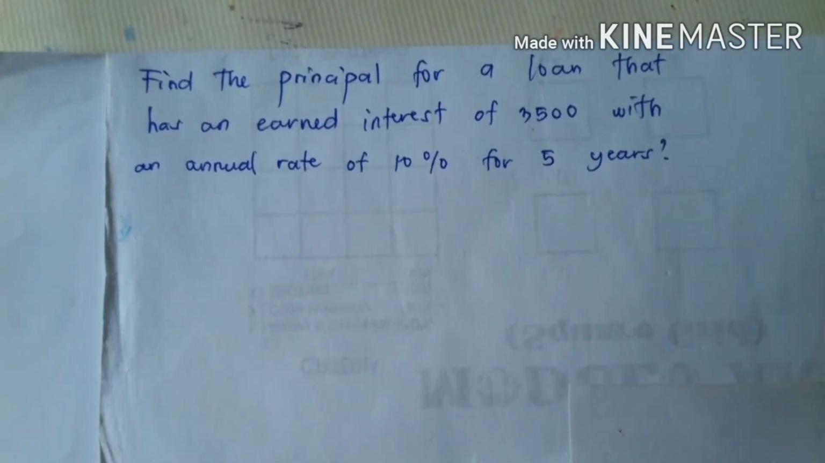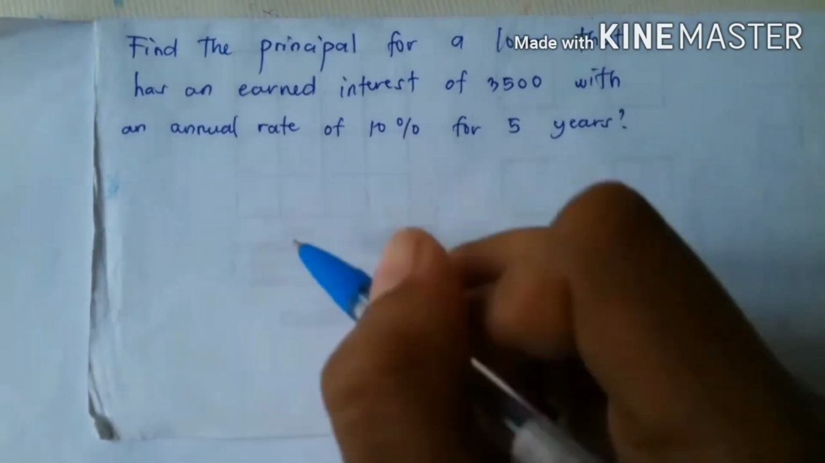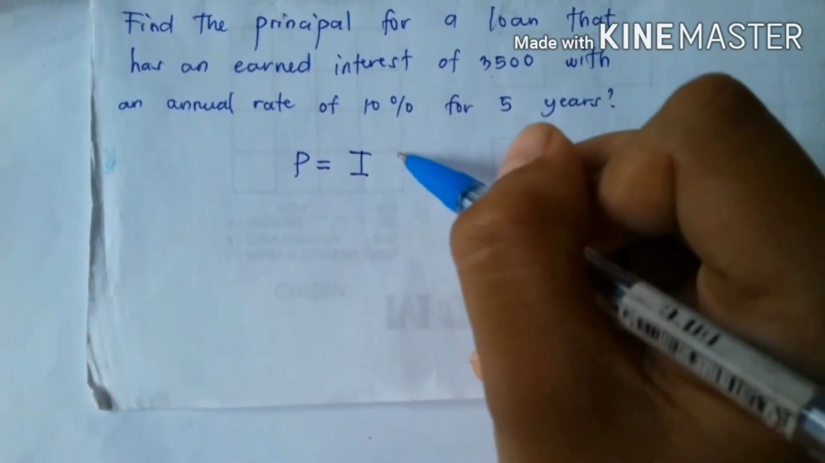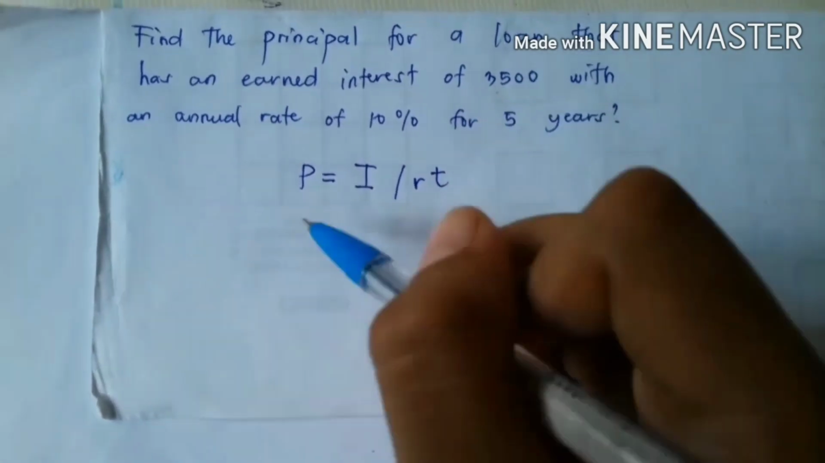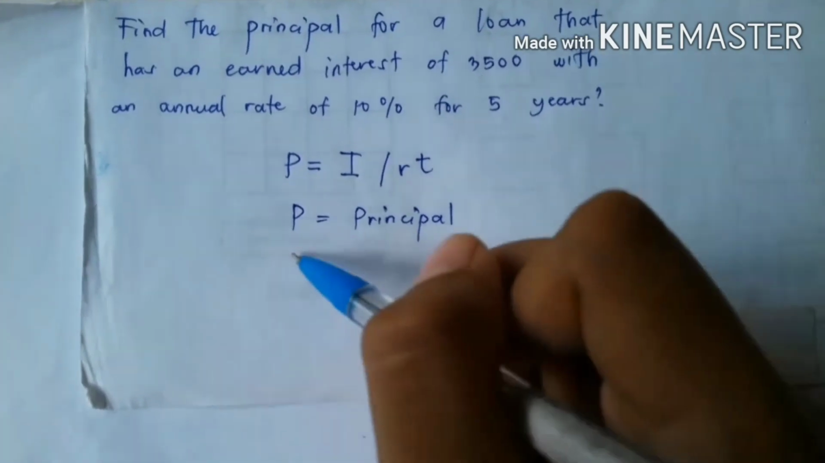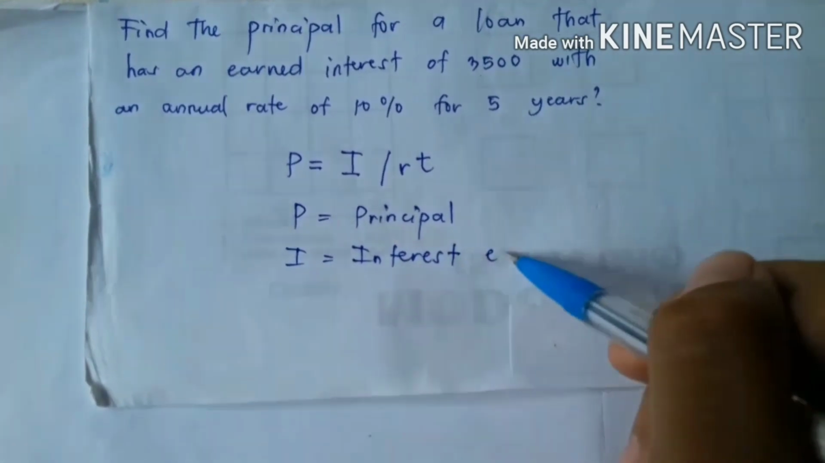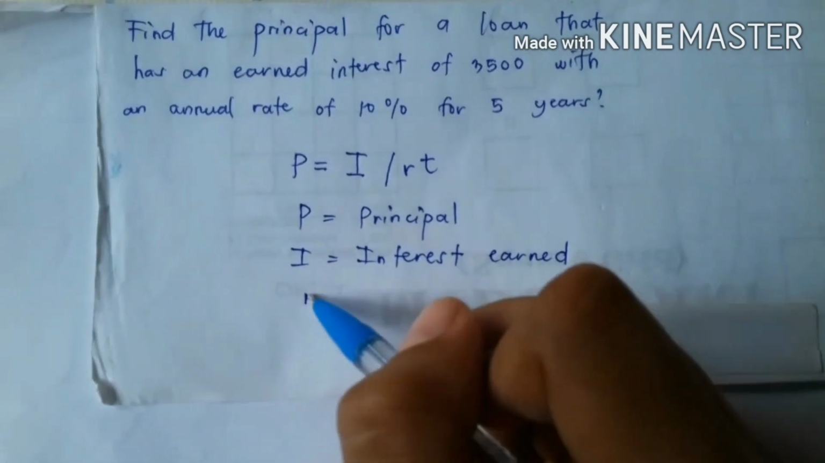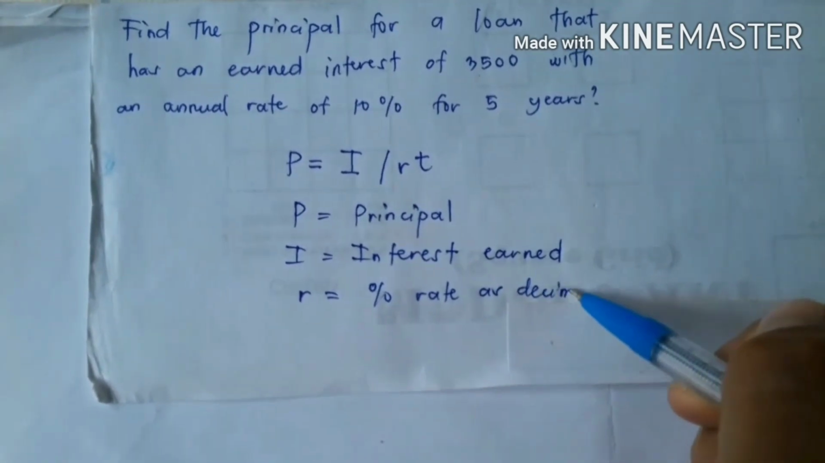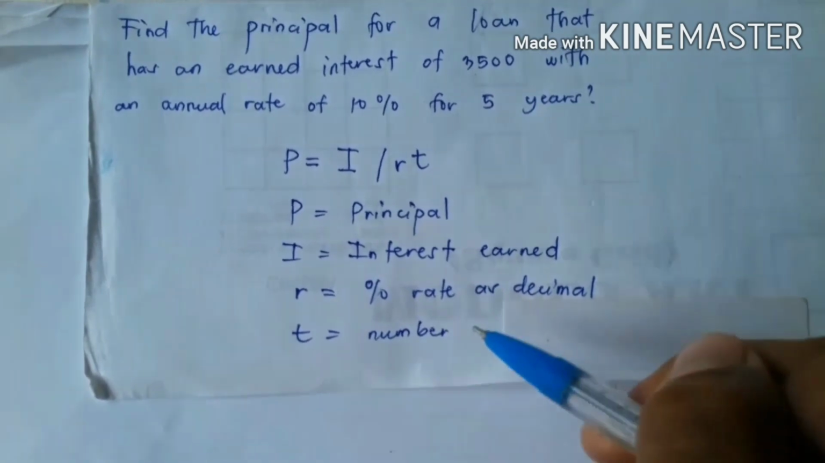Find the principal for a loan that has an earned interest of 3,500 with an annual rate of 10% for 5 years. We are looking for the principal and this is the formula. P equals I divided by (R times T), where P is equal to principal, I is equal to interest earned, R is equal to percent rate as decimal, T is equal to number of years.